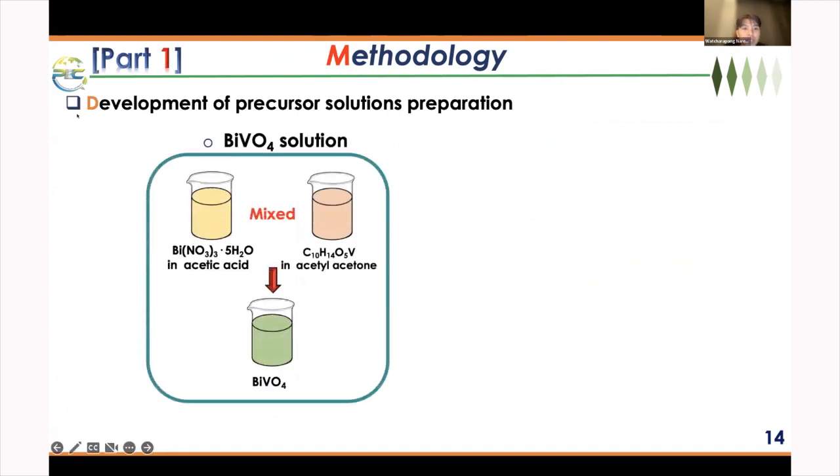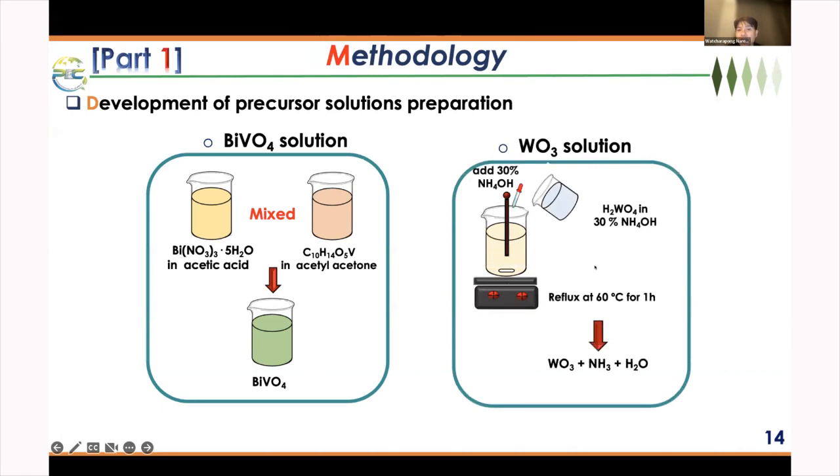First of all, the preparation of the bismuth vanadate solution. Initially, bismuth nitrate pentahydrate was dissolved in acetic acid, and vanadyl acetylacetonate was dissolved in acetylacetone. And then the solutions were mixed. We will get the bismuth vanadate solution. And for the tungsten oxide solution, tungstic acid was dissolved in 30% ammonium hydroxide, and then refluxed at 60 degrees Celsius for 1 hour. We will get the tungsten oxide solution for use.